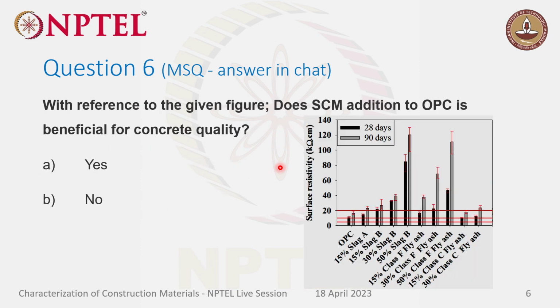Okay, so now let's move to question number 6. I've posted a graph here. Here we have measured surface resistivity using the Wenner four-probe resistivity instrument. We have measured the surface resistivity for different cementitious systems. This snap is also from the lecture PPT only.